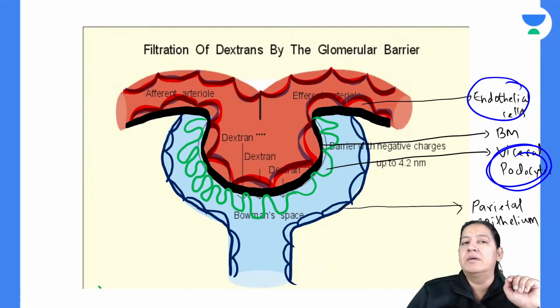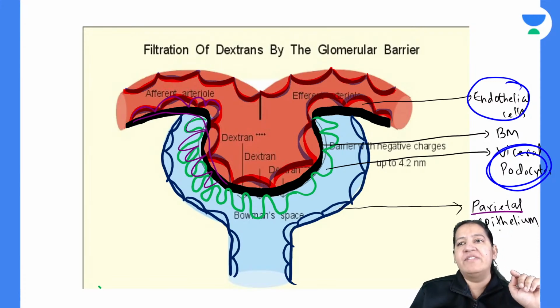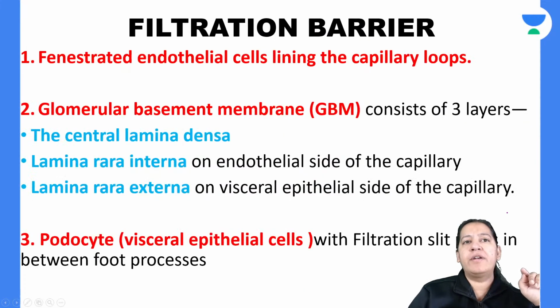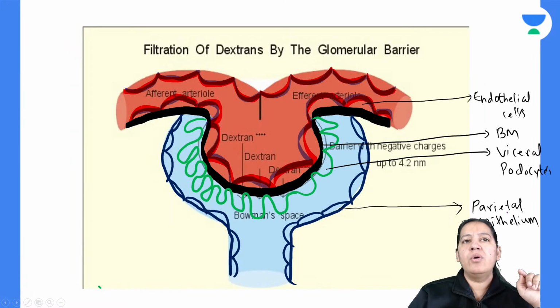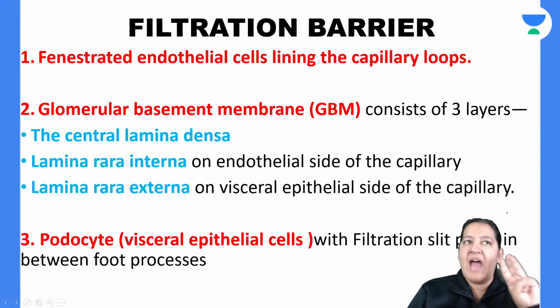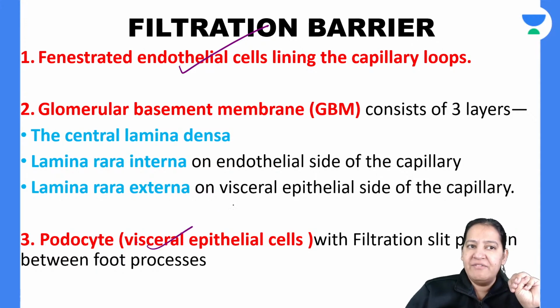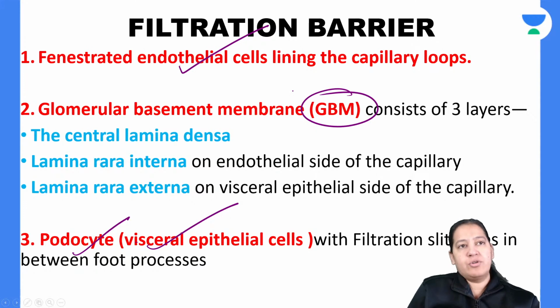See this diagram. This is endothelium on one side, you can see basement membrane in the center and visceral podocytes on the other side. It is not parietal which is coming. It is visceral which is coming. Have you got it? Yes or no? So this is the filtration barrier having three things: endothelial cells, epithelial cells which are known as podocytes, and in the center there is basement membrane. I would like to draw it for you.